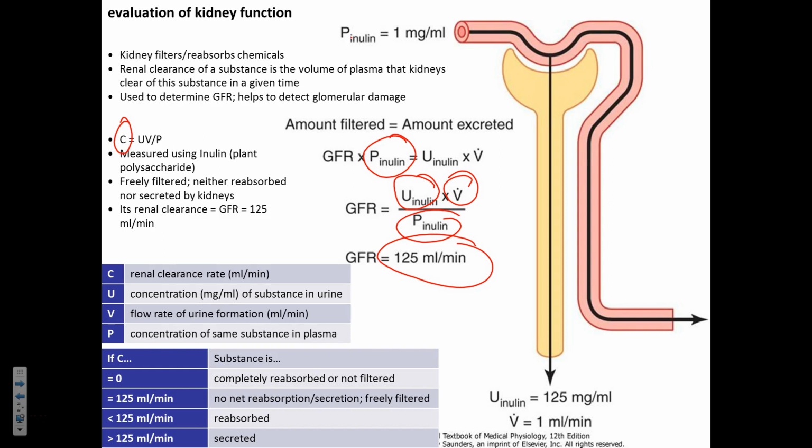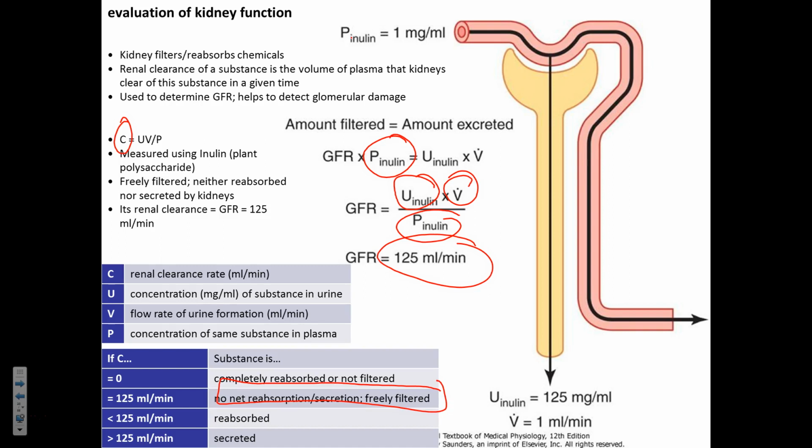Imagine you have a substance like inulin that is completely filtered and not reabsorbed at all. Do you understand what I'm saying? So everything that is filtered is released in urine, is excreted in urine. Does that make sense? For substances like this, renal clearance equals GFR. Free filtration. Renal clearance equals GFR.